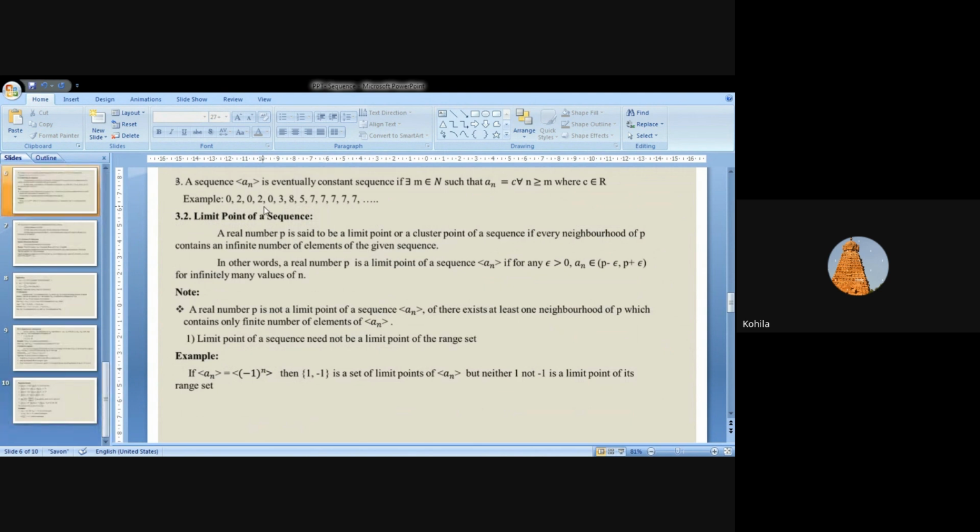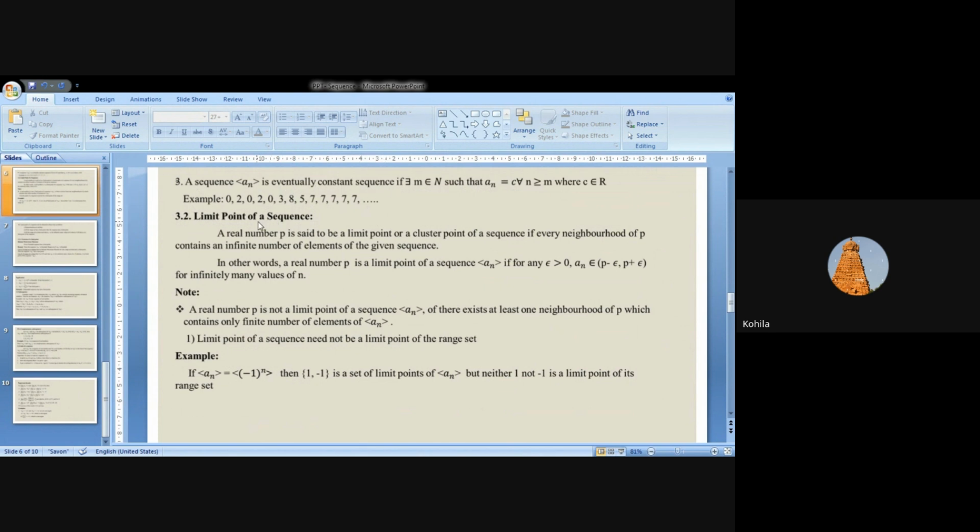Next, a sequence a_n is an eventually constant sequence if there exists m, that is a certain position, belonging to N, such that a_n equals C for all n greater than or equal to m. Here C represents the constant. After some stage, at all the places we have to put the particular number. Such types of sequences are called eventually constant sequences.